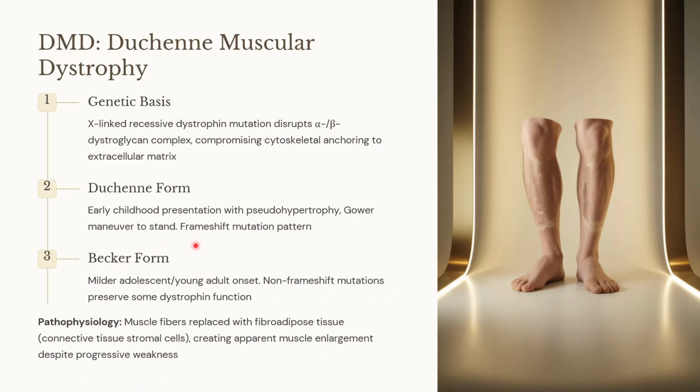Both will show the Gowers maneuver. The difference is the frameshift mutation seen in Duchenne, but non-frameshift mutation in Becker will preserve some dystrophin function, thereby the reason for the little bit later onset seen in Becker compared to Duchenne. The pathophysiology is muscle fibers are replaced with fibroadipose tissue, creating apparent muscle enlargement despite progressive weakness. So with this, we have come to the end of cancer genes. And this is the end of the cancer genes.